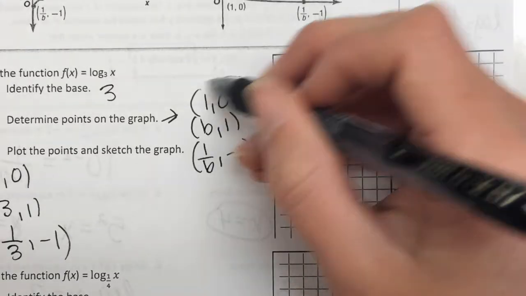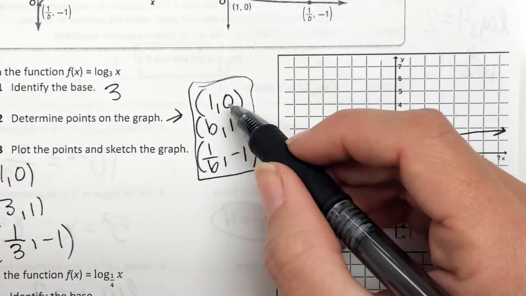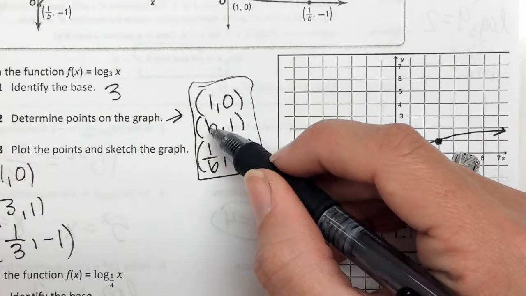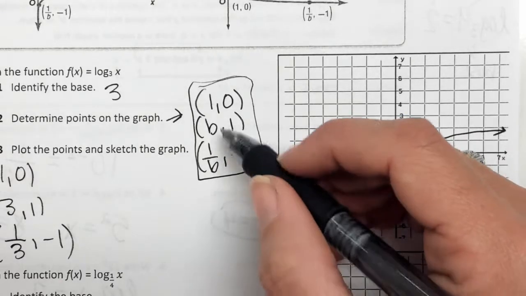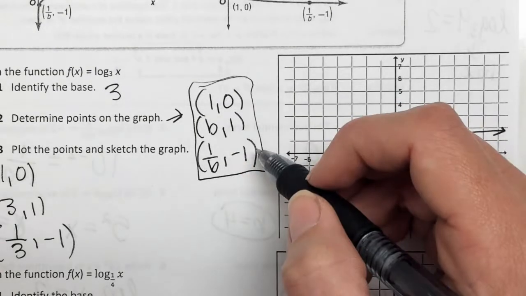You will have to memorize these, but here's a quick way. (1, 0), just remember that's always going to be on there. (b, 1), and then flip the b, change the sign. Flip the b, change the sign. So you'll just have to remember those 3 right here when you graph them.